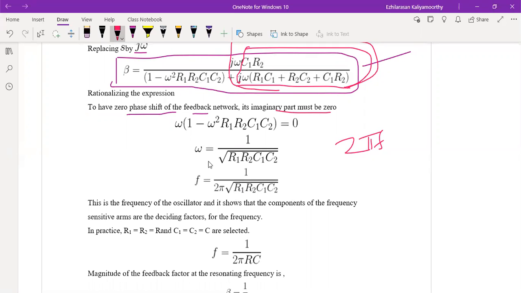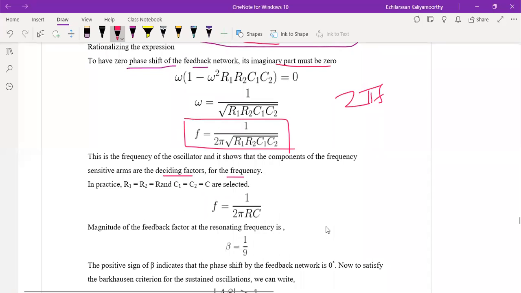You have to do it in this way. Then finally I get the expression like this. Now this is the frequency of the oscillator. Sometimes they may ask in a numerical to find out how much frequency will be generated by the Wien bridge oscillator. You have to use this formula: f is equal to 1 by 2 pi root of R1 R2 C1 C2. As I said earlier, the frequency adjustment elements are R1, R2, C1, C2, so you can adjust those only. They are the deciding factor for the frequency.